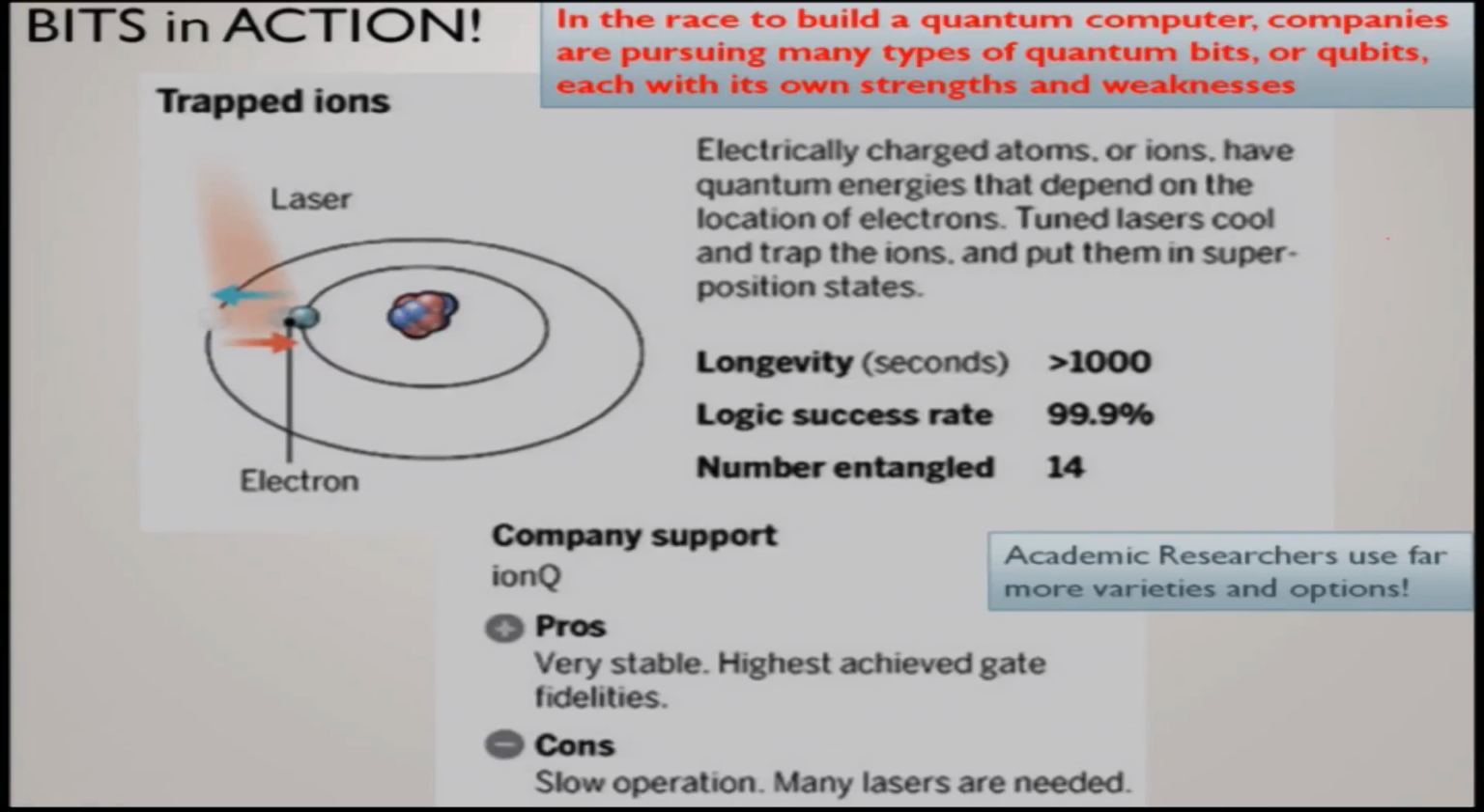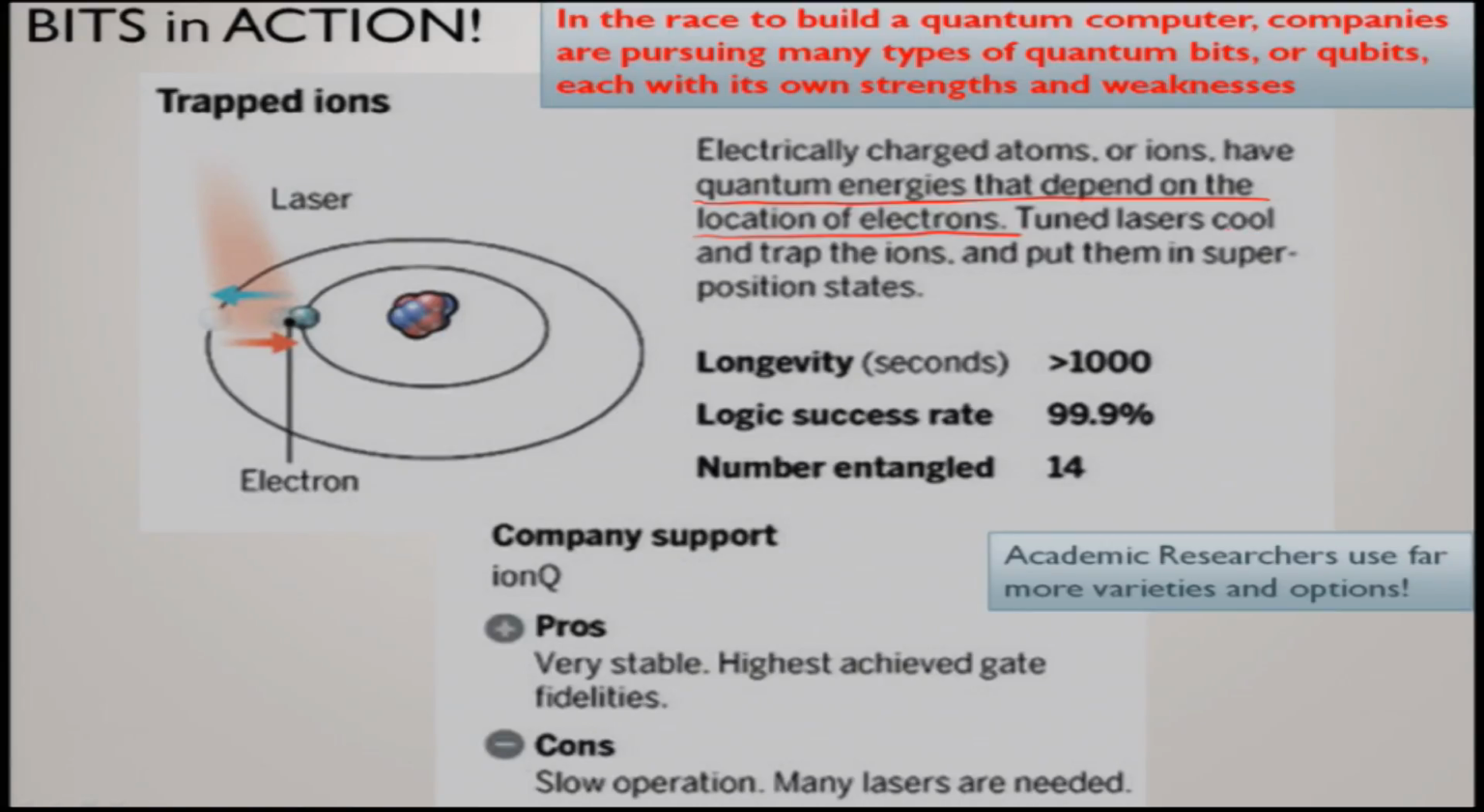This week we will summarize our findings and discussions that we did on quantum computing using ion traps, and then we will look into the other techniques, some of which are now being attempted commercially. So, let us look at what we had done last week. In terms of the bits in action, we looked at the trapped ions, and trapped ions are electrically charged atoms or ions that have quantum energies that depend on the location of electrons.